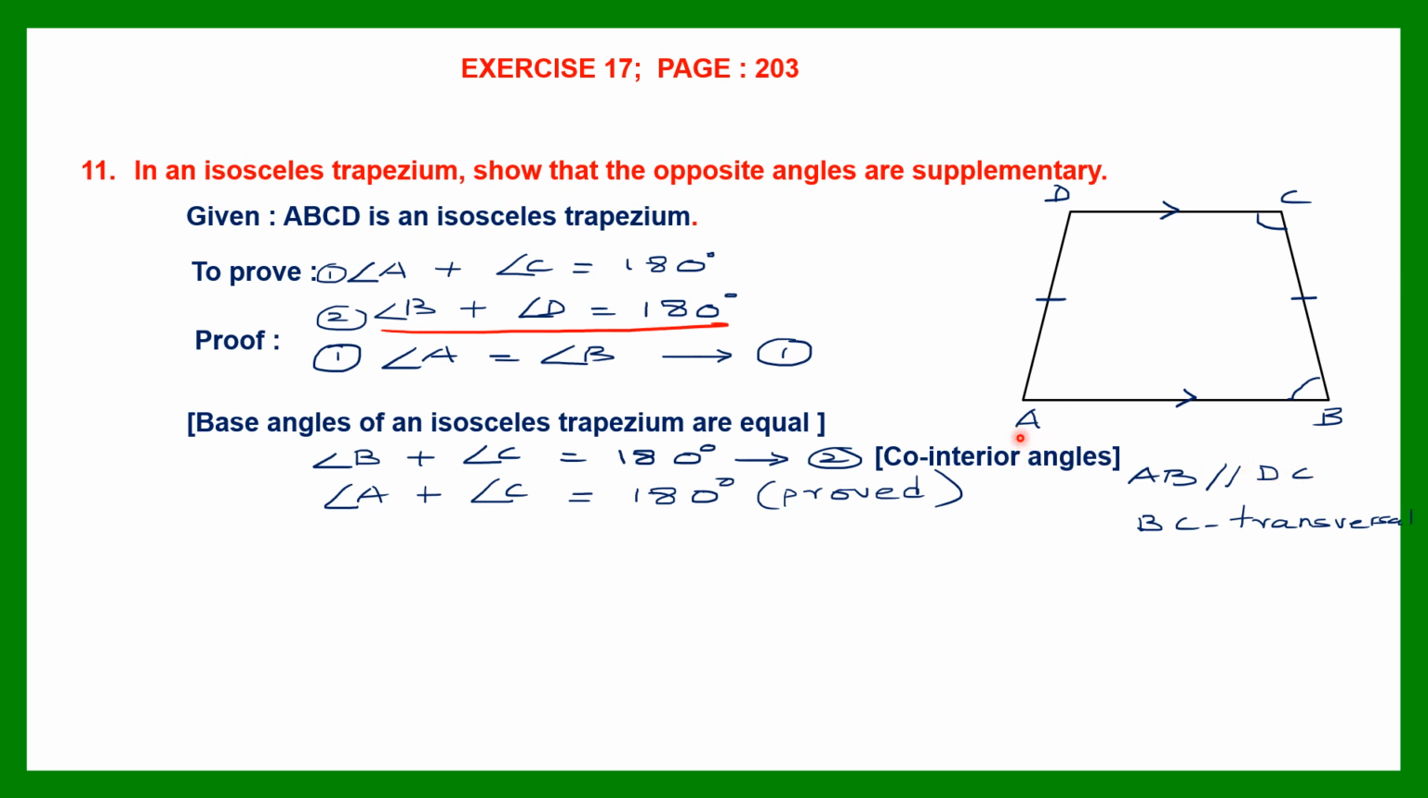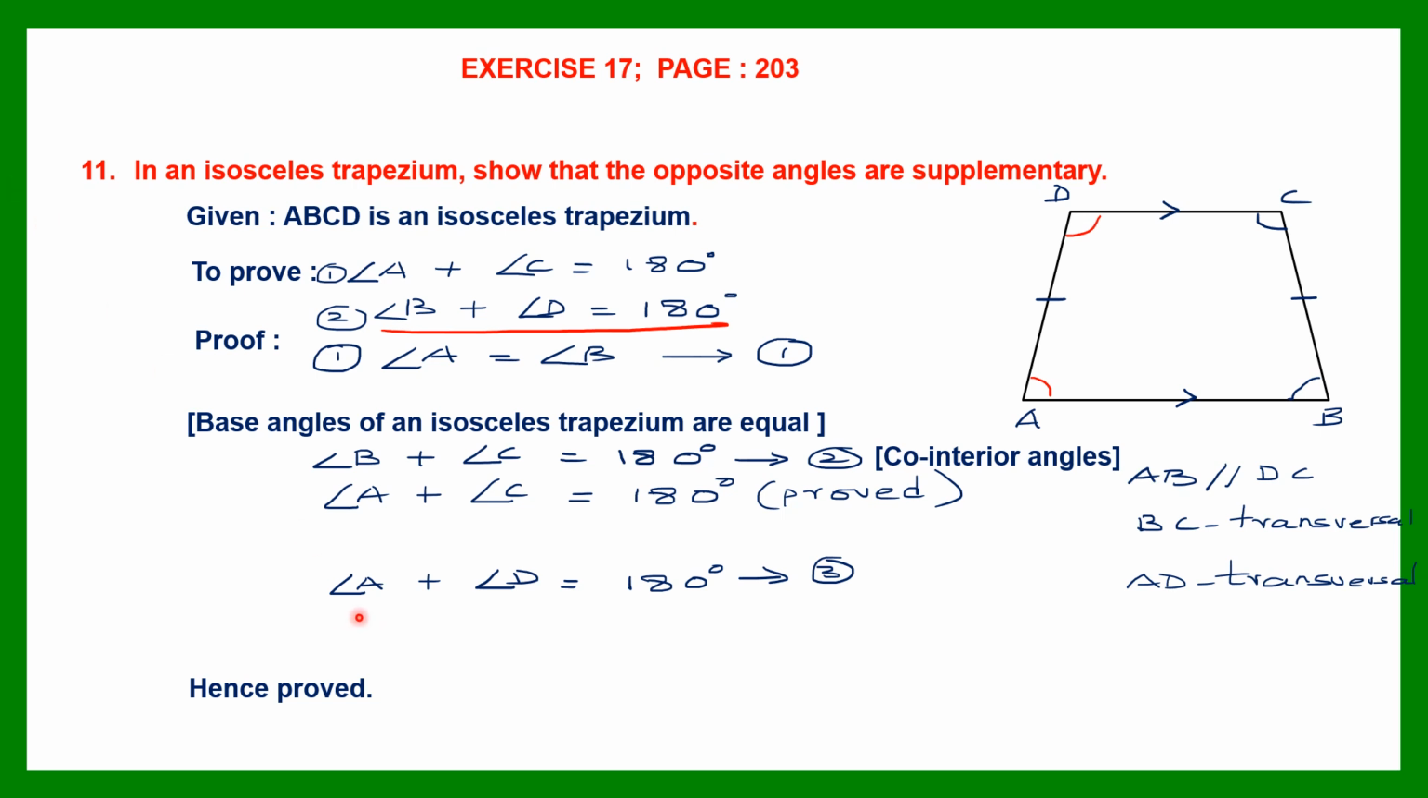Now this time, let's take AD as the transversal. So AD is the transversal. In this case, angle A and angle D will be supplementary. So let's write that down: angle A plus angle D is equal to 180 degrees, supplementary. Let's write this as the third equation. And why are they supplementary? They're supplementary because co-interior angles are supplementary.